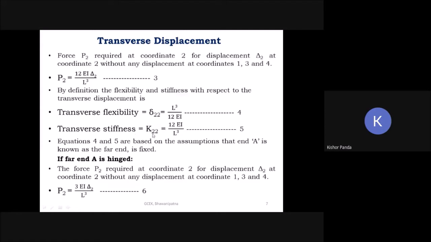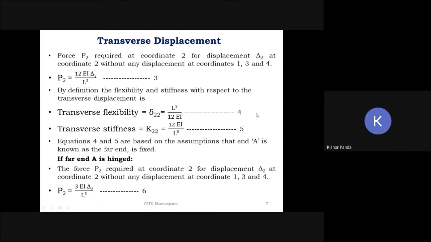You only have to remember that flexibility is the displacement caused by the unit force, and stiffness is the force required for a unit displacement. You have to put P2 equal to 1 in the case of transverse flexibility, and this is equal to delta 2. In the case of transverse stiffness, you have to put delta 2 equal to 1, and P2 is equal to K22. K22 is equal to 12 EI by L cubed.